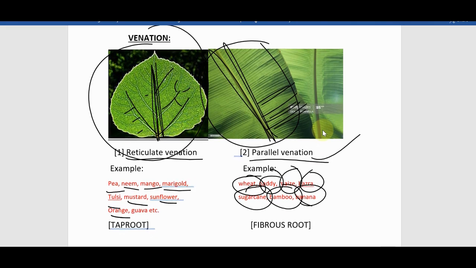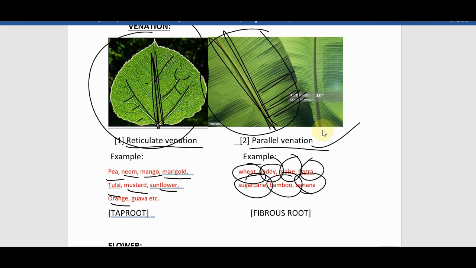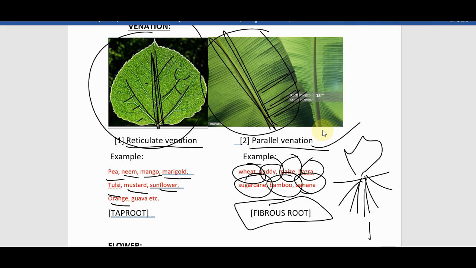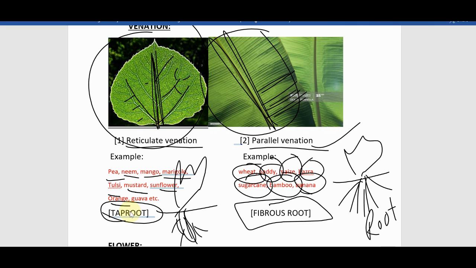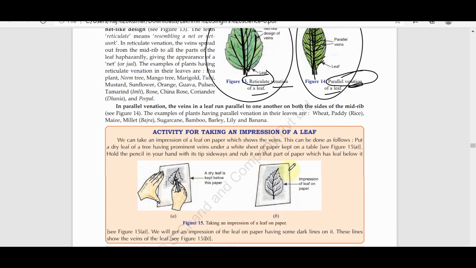And one thing is common, you have to remember: those plants which have fibrous roots. Fibrous means, I think you know, this is the plant and this is the structure of the root, without any proper main root. These kinds of plants have parallel venation. And tap root means those plants which have a main root. This is the main root and this is the plant structure. So those plants which have tap roots have reticulate venation. So I think you got the meaning of it and how we classify them.